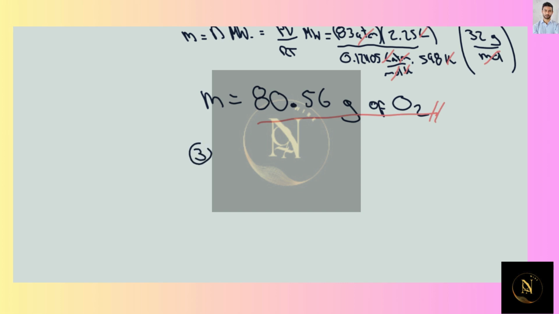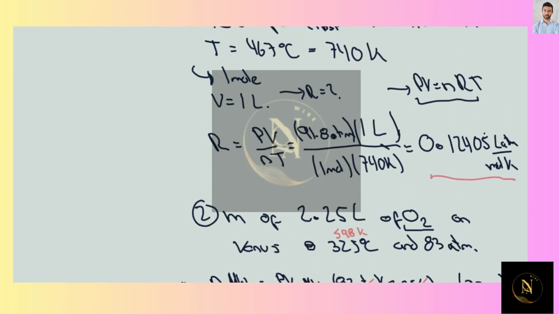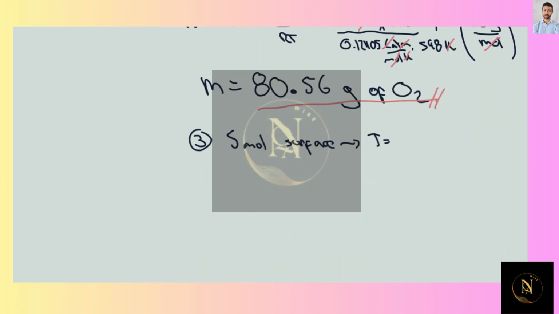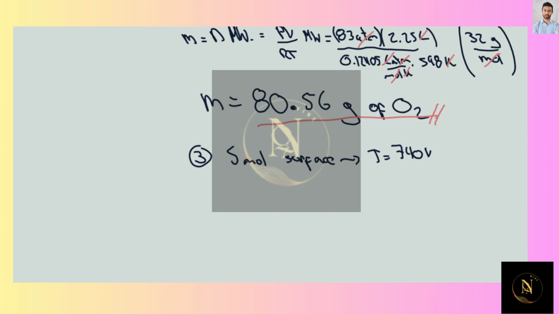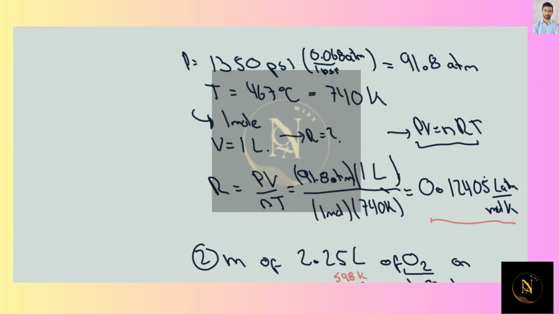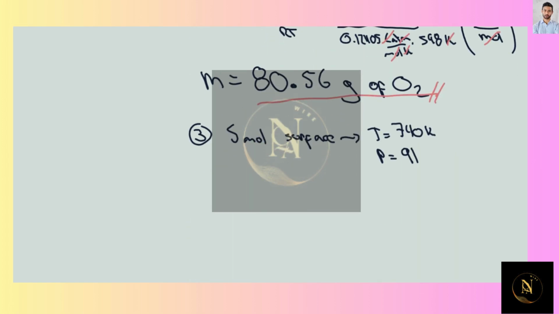And finally, for part 3, we're going to have 5 moles of an ideal gas at the surface of Venus. That means that the temperature is equal to the temperature of the surface, which we calculated as 740 Kelvin, and the pressure would be that of the surface, 91.8 atmospheres. The temperature would be 25 degrees Celsius. So at 25 degrees Celsius, this would be equal to 298 Kelvin.